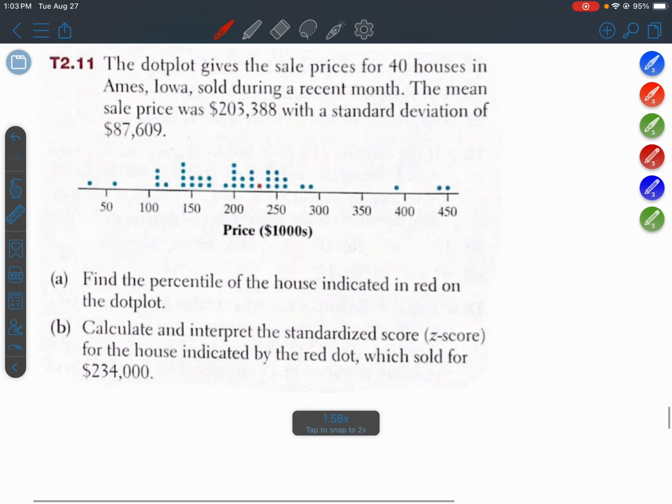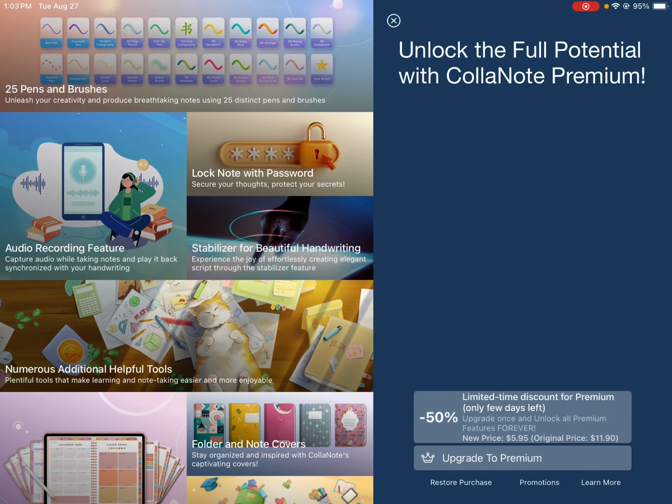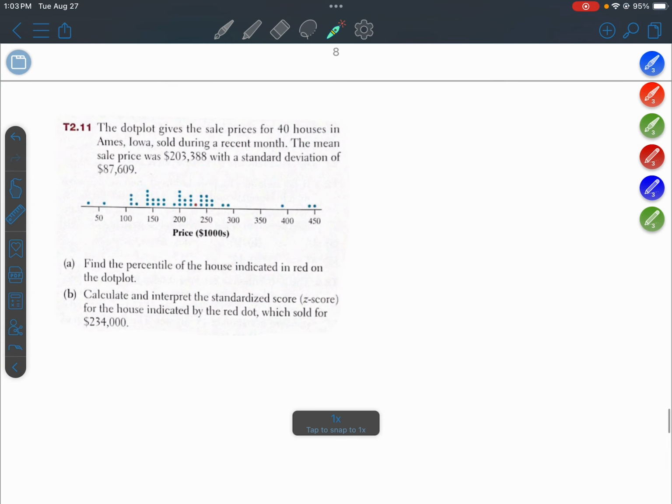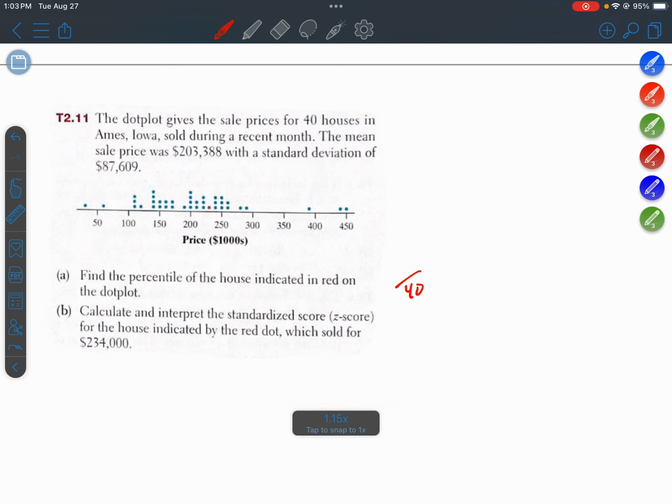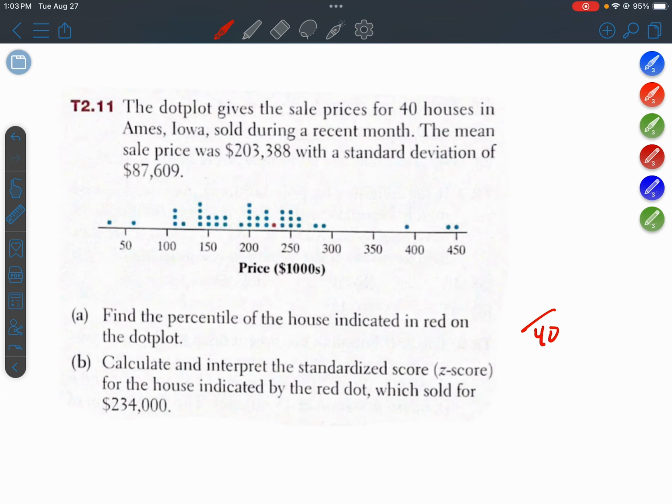Okay. So essentially a percentile is a ranking system to see where this dot ranks out of the 40 houses in the data set. So let's just start by writing it's going to be some number out of 40. Okay, so now we're going to just count how many dots are less than or equal to that red dot.